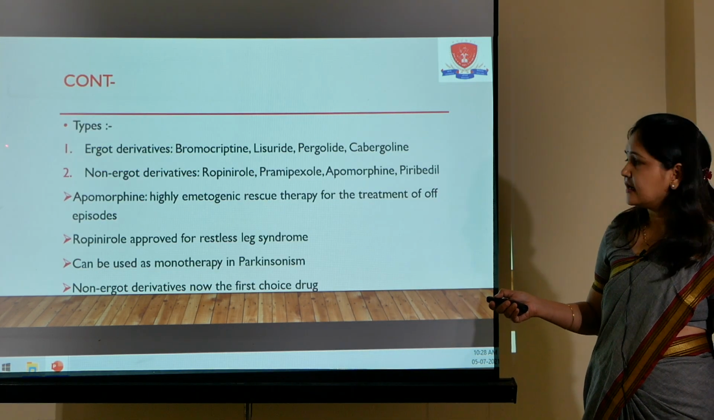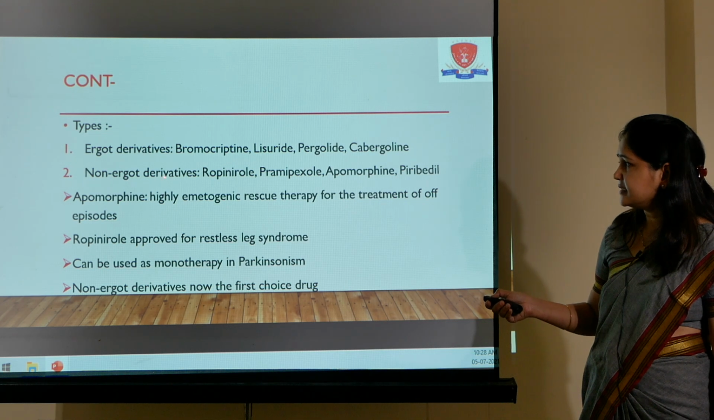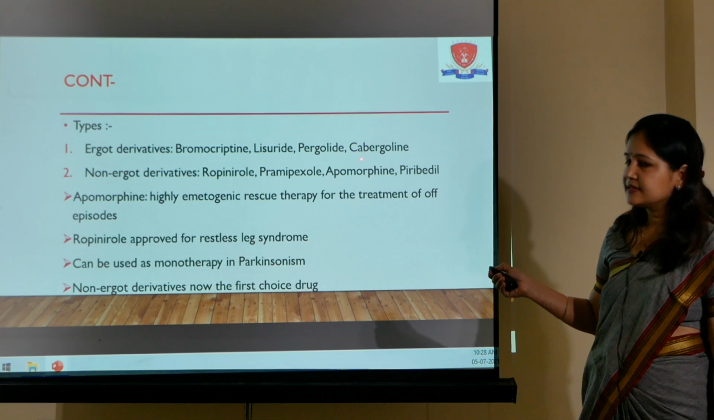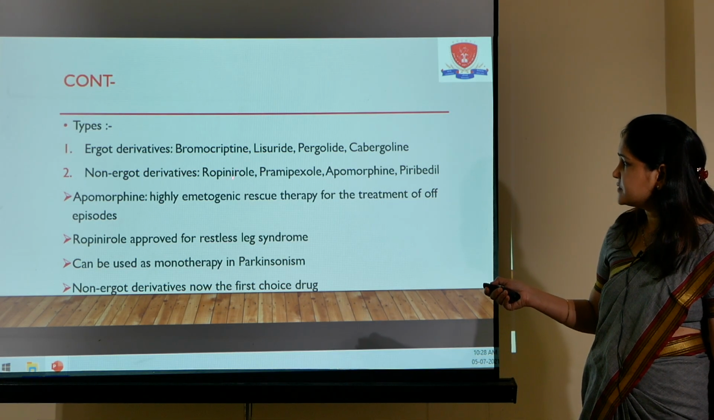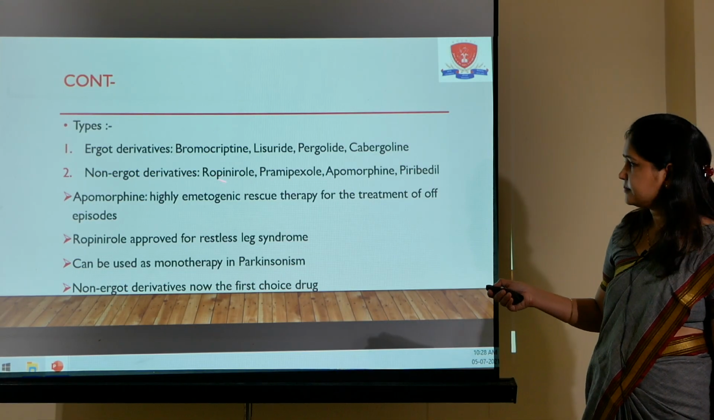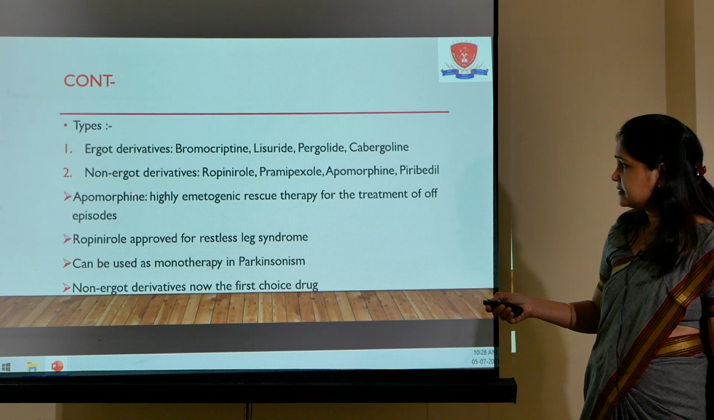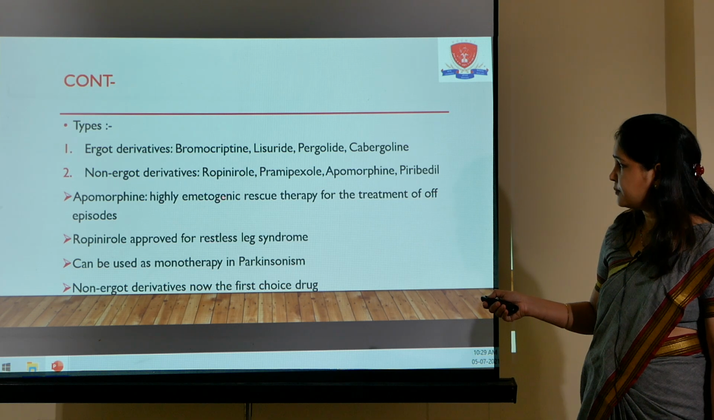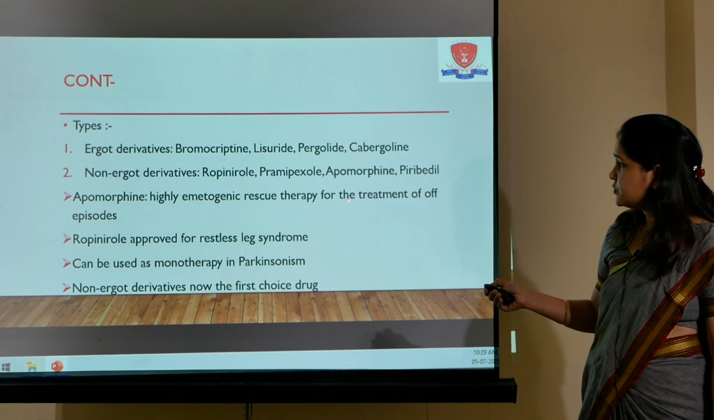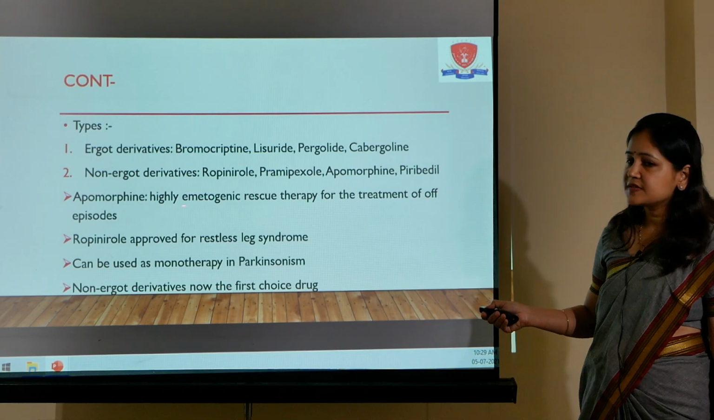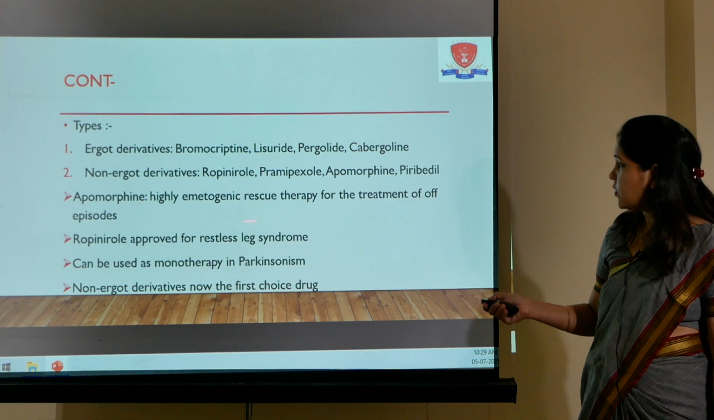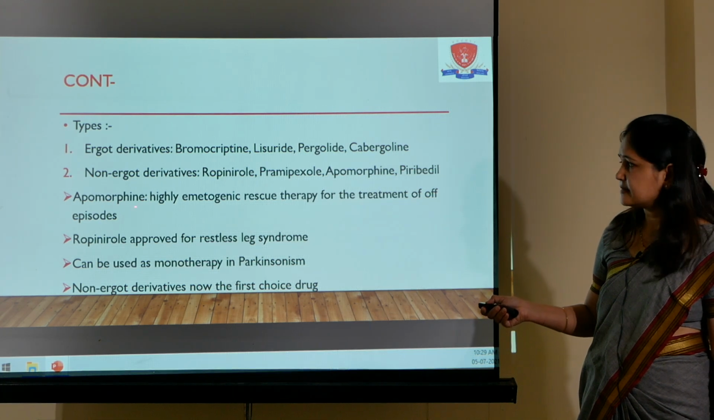There are two types, ergot derivatives and non-ergot derivatives. In ergot derivatives, you have bromocriptine, lisuride, pergolide and cabergoline. In non-ergot derivatives, you have ropinirole, pramipexole, apomorphine and piribedil. Now, apomorphine is highly emetogenic. It is a highly nauseating drug, but it is used as a rescue therapy for the treatment of off episodes in Parkinson's disease. So it is mainly introduced to treat the off episodes in Parkinson's disease.